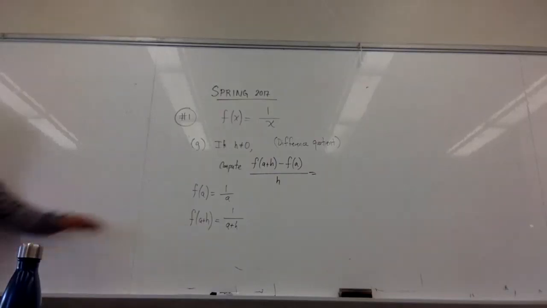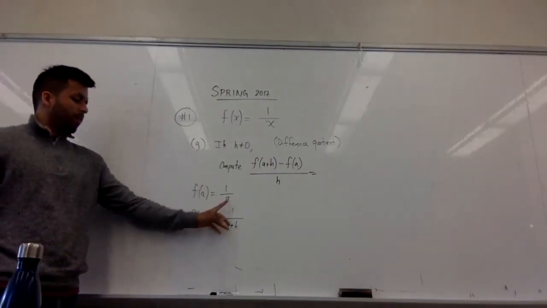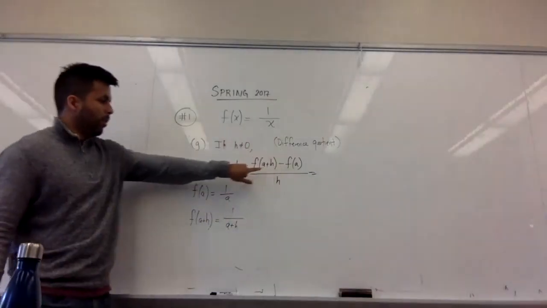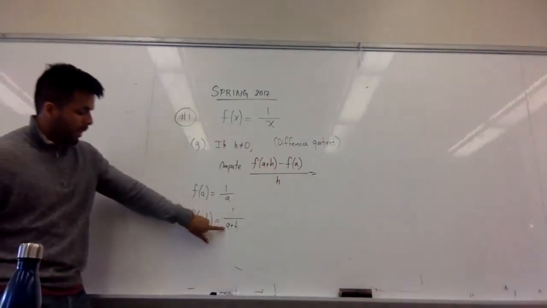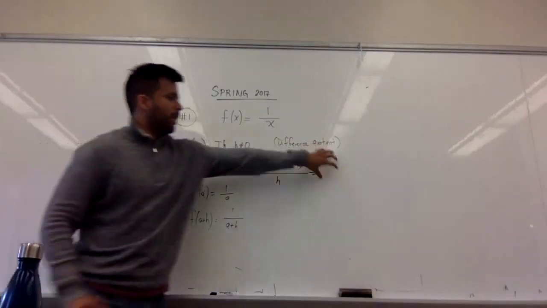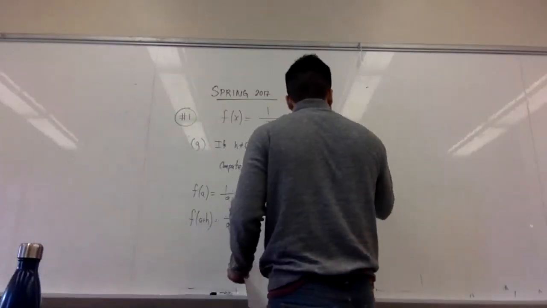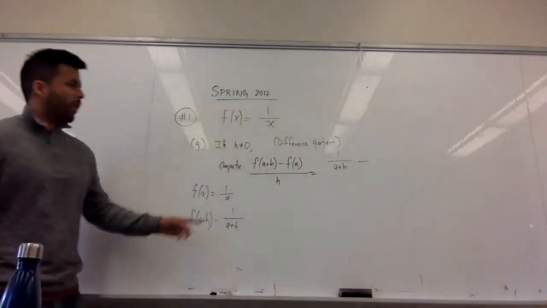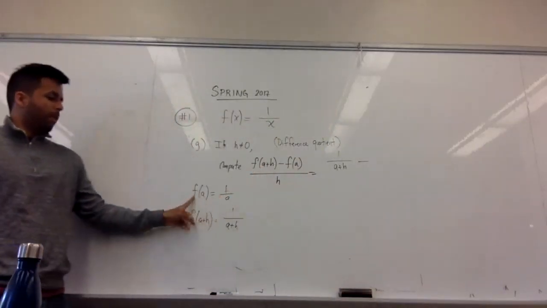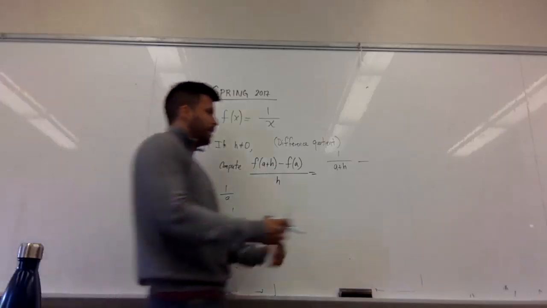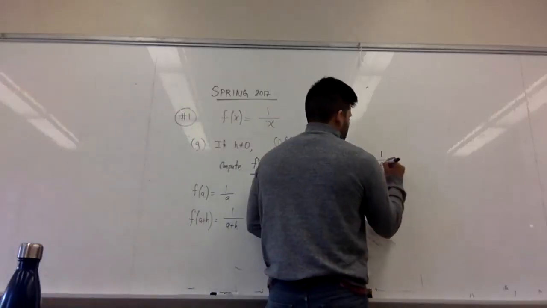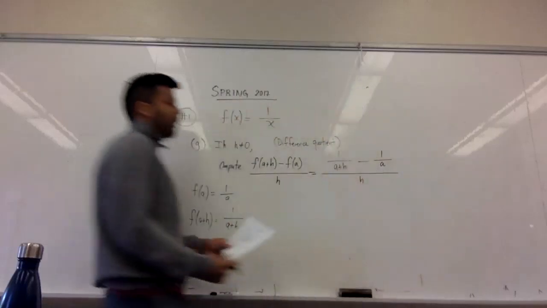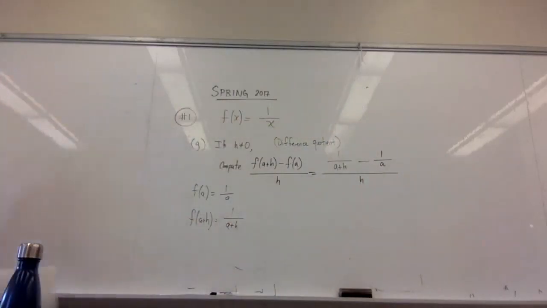Great. So now I know f(a) is 1 over a, and f(a + h) is 1 over (a + h). Now I'm going to use this formula and plug this in here. What was f(a + h)? It was this expression, so I place that right there. So this would be 1 over (a + h) minus what? f(a). What's f(a)? 1 over a, so I replace that with 1 over a. Now I'm going to divide this whole thing by h. That's how I begin with this.